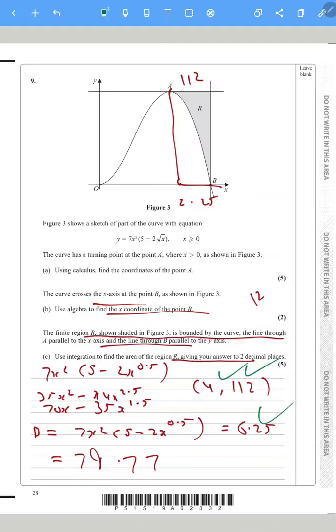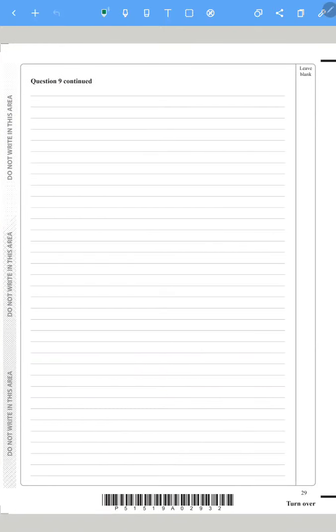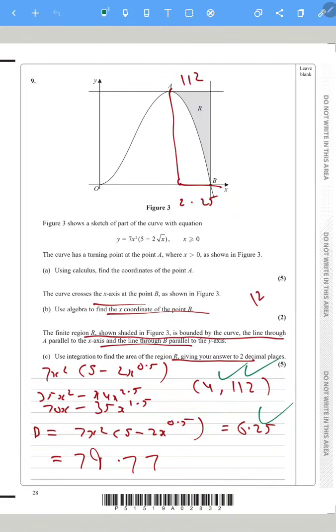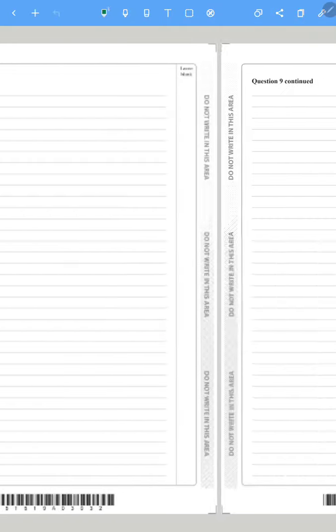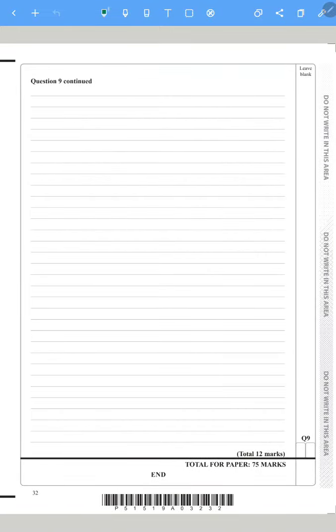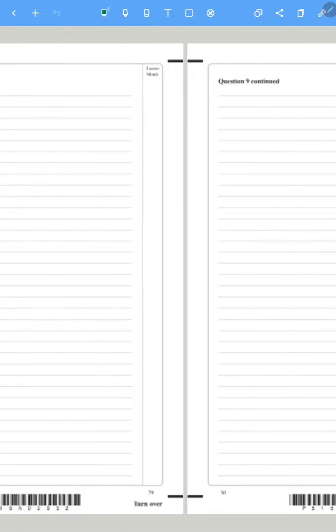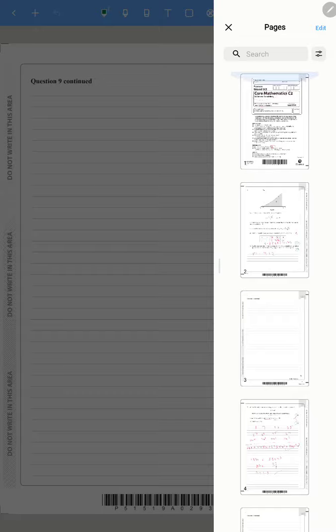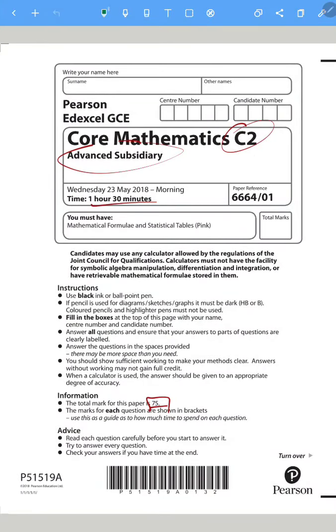Oh, for God's sake. I got 4 and 112, yeah. 625, 6.25, yeah, 79. Did I use extra paper? The area 79.77. Yep. Oh, that's made me sad now. For God's sake. You had one job. Okay, calm. So that is 74 out of 75. Well done.